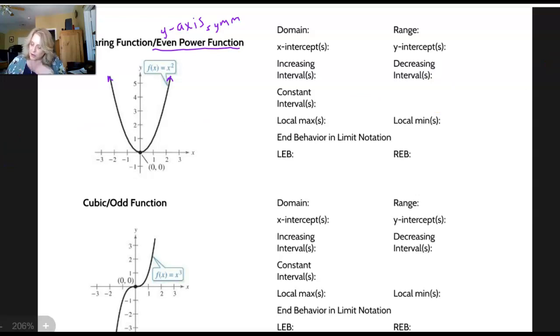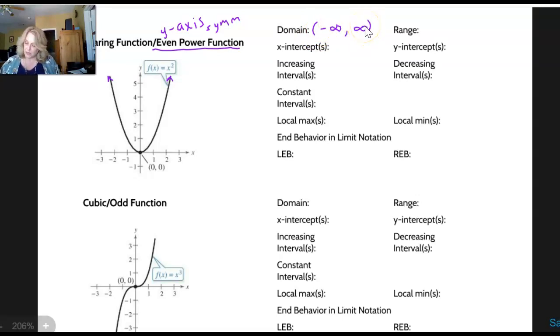Okay. So the domain is going from left to right. If you think, how far to the left is this equation going to go? Well, it's just going to keep going left, isn't it? And this one's just going to keep going right. And so once again, we're going to say negative infinity to infinity.